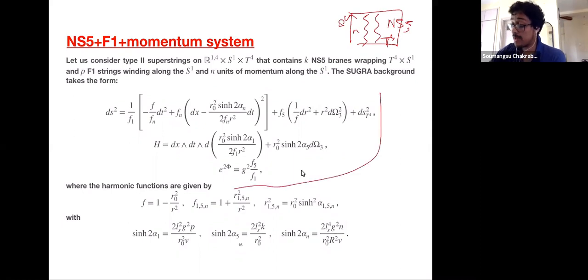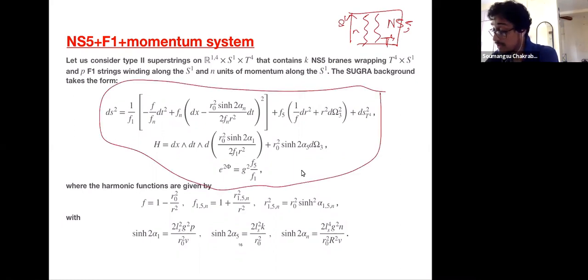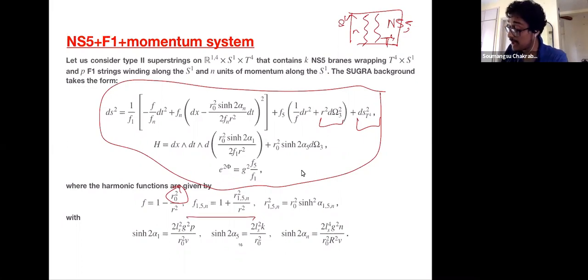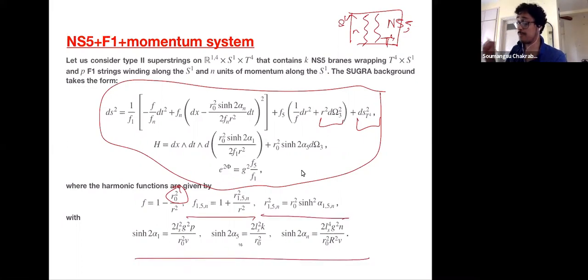And this is the metric that people have written down, I don't know, 30 years ago. So here you have an S3 that doesn't decouple from the radial direction. I mean, the size of S3 grows, as well as there is a T4. The T4 is already decoupled. These are the harmonic functions. R0 can be thought of as a non-extremality parameter. If you take R0 equal to 0, it gives you a BPS solution. And then you have the other harmonic equations. I'm just copying from some old paper. So this is nothing new here.